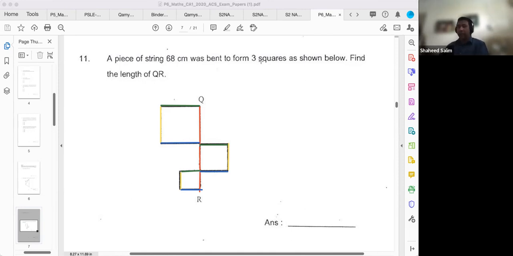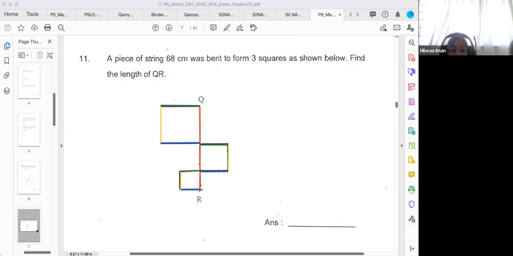You show your working. You understand or not? You know how to do? 17. 17, yes. So you clearly understand, huh? You understand why there are 4 sets, right? Okay. So what does it mean?